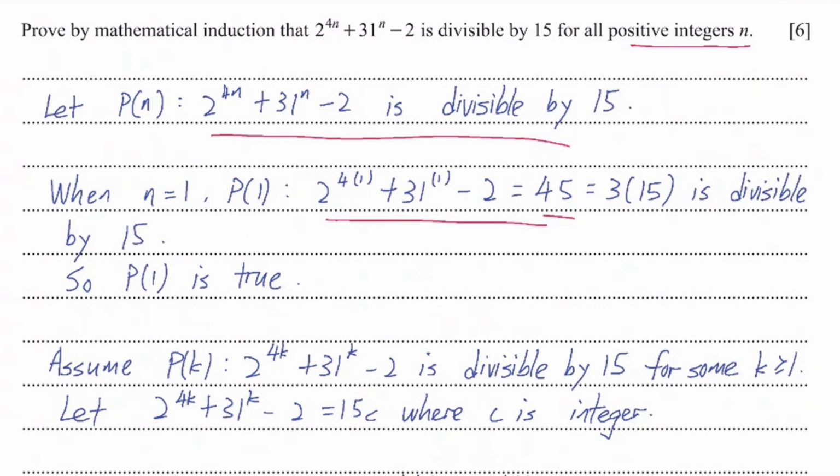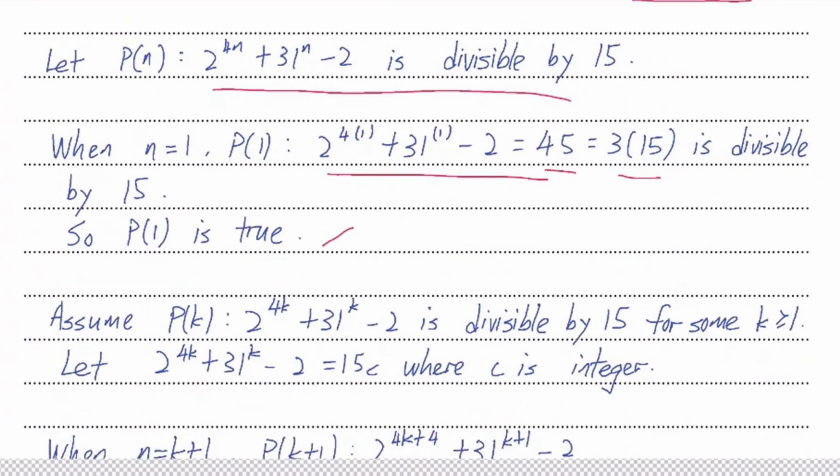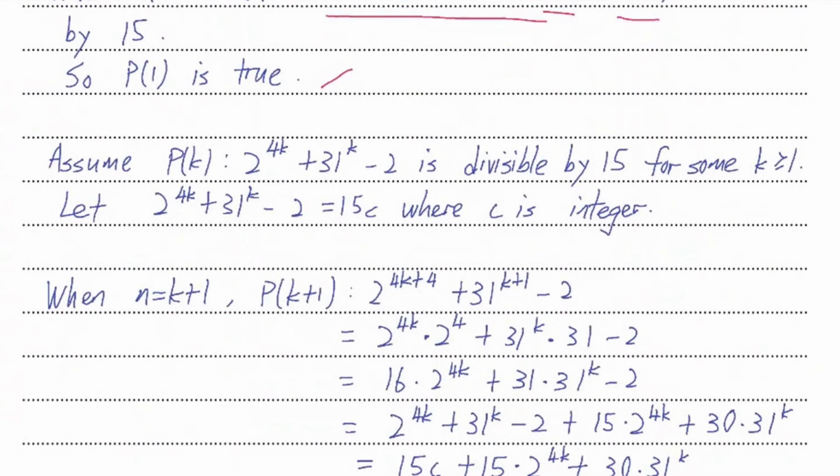So what we could do is show that it is really divisible by 15 by writing that as a multiple of 15. So it is clear that here it is divisible by 15. So here we can say that P1 is true. And for the following steps, assume Pk. So assume Pk is divisible by 15 for some k greater than or equal to 1. Always remember when we assume this, we use the word "some". k is greater than or equal to 1 there.